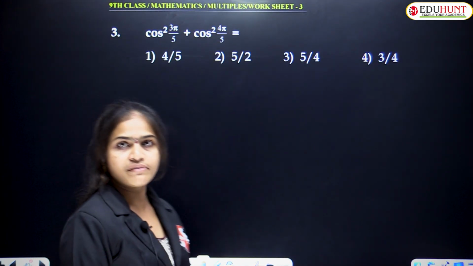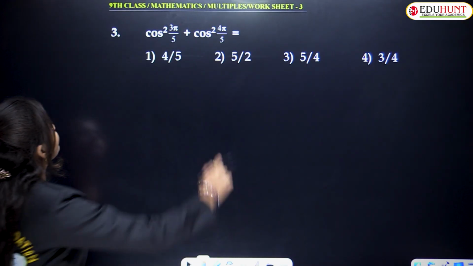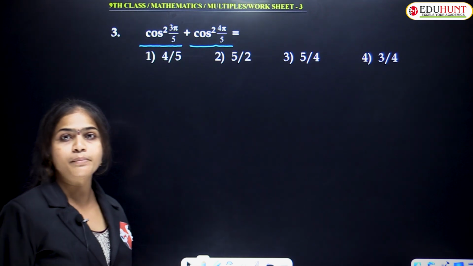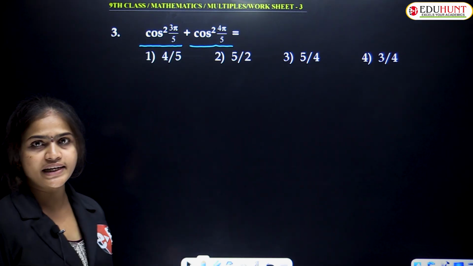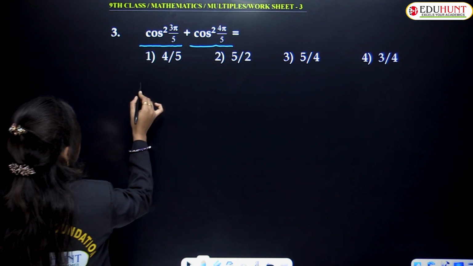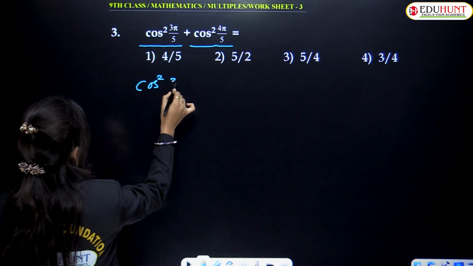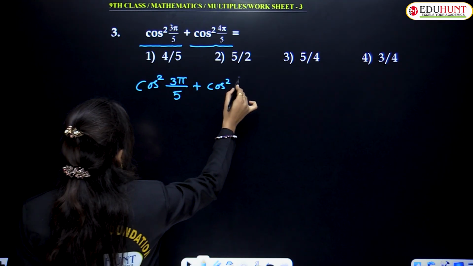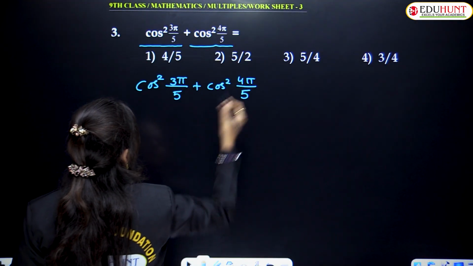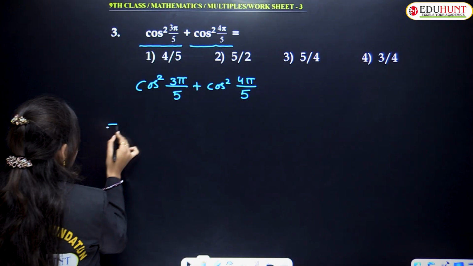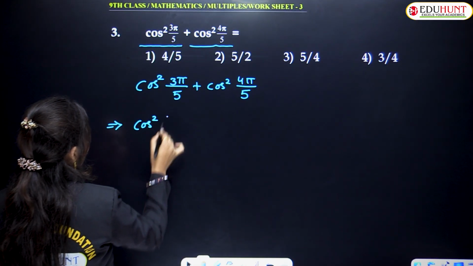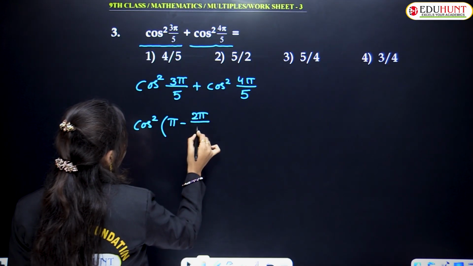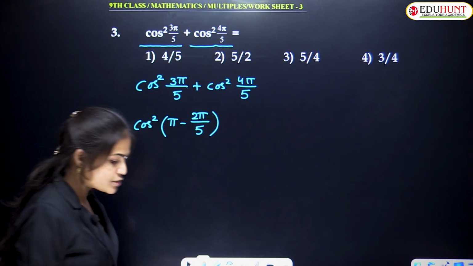See here. This is a very, very important question. Cos square 3 pi by 5 plus cos square 4 pi by 5. So this value we need to find out. How to find? First see here, cos square 3 pi by 5 plus cos square 4 pi by 5. We can write the first one as cos square of pi minus 2 pi by 5. Shall we write like that?